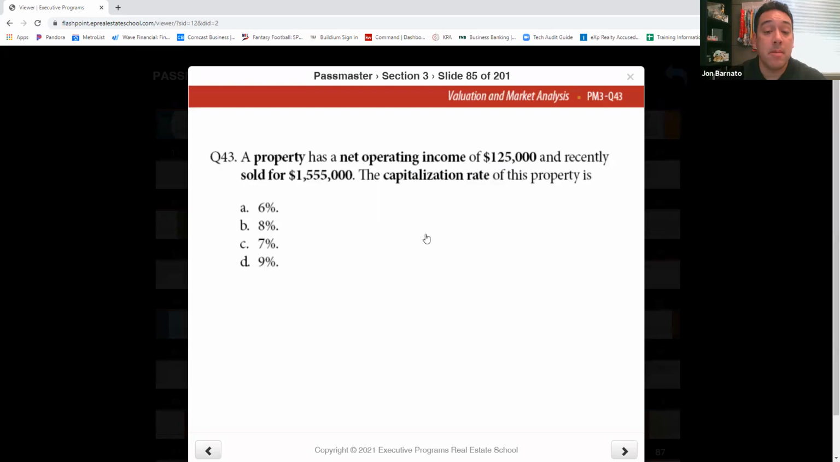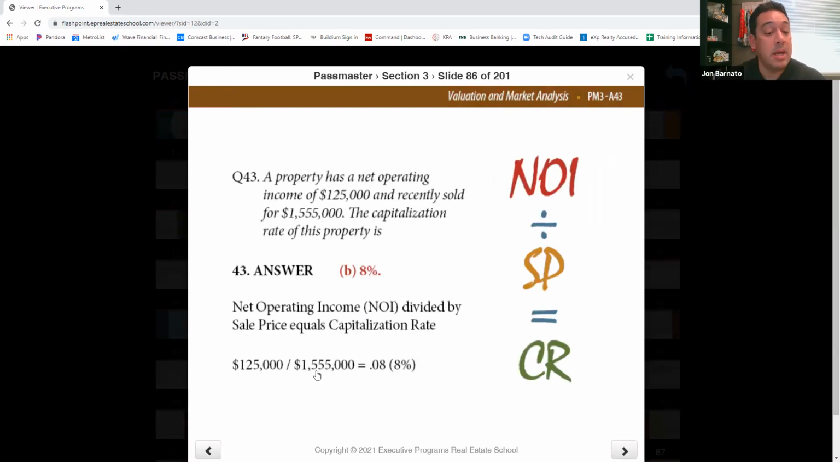Just remember, cap rate equals net operating income divided by sold price. So in this case, you would take 125,000 divided by 1.555 million, and you would come out to 8%.